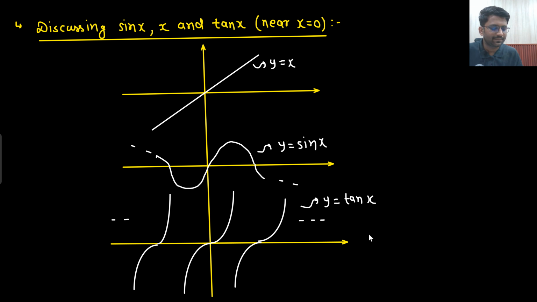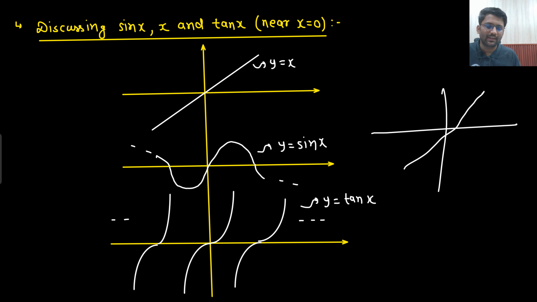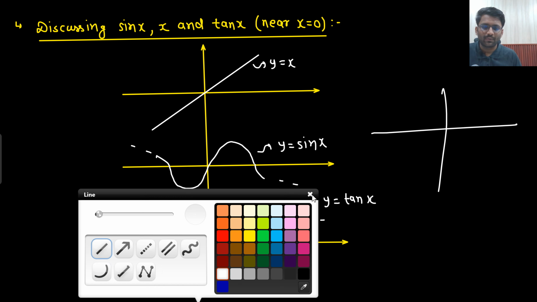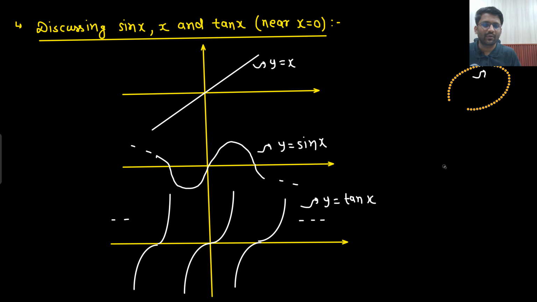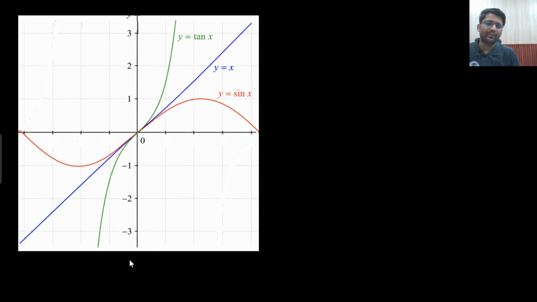Now let's do one thing. Plot all of them together on one plane only. I will make the y axis, I will make the x axis. Here I will draw the graph of y equals x as well. Then I will draw the graph of sin x as well, and then I will draw the graph of tan x as well. So all three graphs on one axis only I am drawing. This is the graph of tan x, this is the graph of y equals x, and this is the graph of sin x. On one axis only I am drawing all three graphs, and this is how it will look.